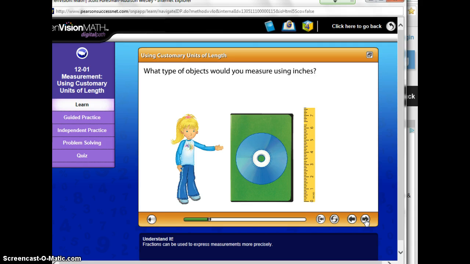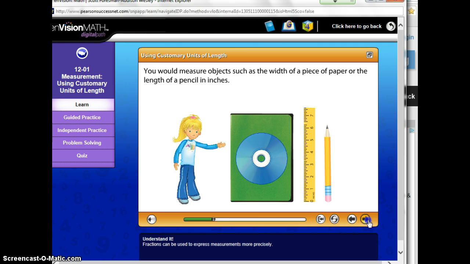Aiden? Like how high a plant is. How tall a plant is growing. Good example. Will? The length of your writing utensil. Like the height of the book. The height of your book, and the height of an animal. Okay, good examples. So you would measure objects such as the width of a piece of paper, let's just say.